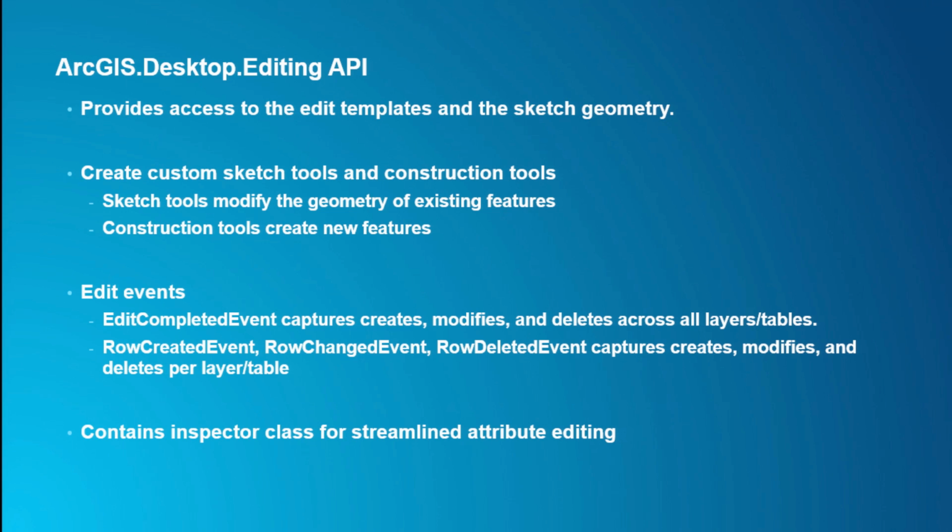We also have a number of edit events within the API. The most important ones are the edit completed event, which allows you to capture creates, modifies, and deletes across all layers and tables within your map and your Pro session, project. If you're interested in only a specific layer and capturing the creates, modifies, and deletes for that layer, then you would subscribe to the row created event, the row changed event, or the row deleted event. The editing API also contains an inspector class, which we use for the streamlining of attribute editing.